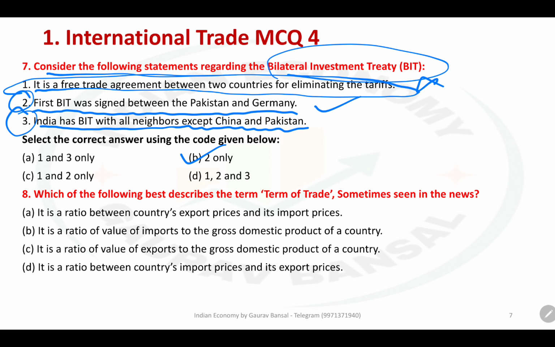Quite strange. If we are not aware of this fact, even I am not aware of this fact, then I will not pick it up, because nobody can think that Pakistan would be the first country to sign a BIT.